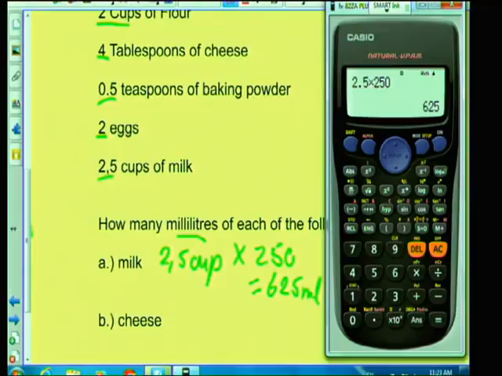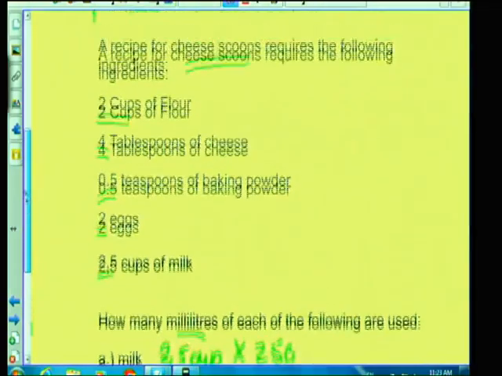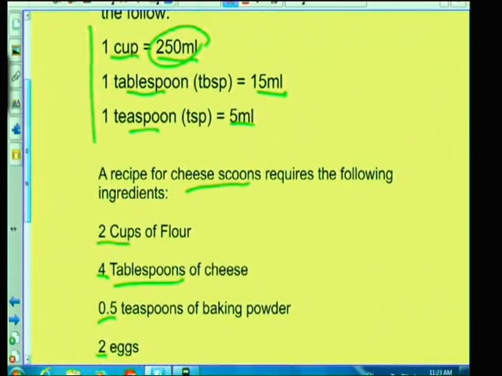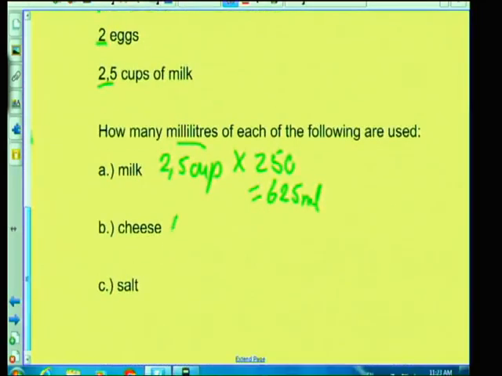Well, what about the cheese? Let's have a look at the cheese now. They said to us that we needed how much cheese? We need 4 tablespoons of cheese, and 1 tablespoon is 15 milliliters. So 4 tablespoons, capital T, times 15 milliliters. 4 times 15, you should know that is 60 milliliters.